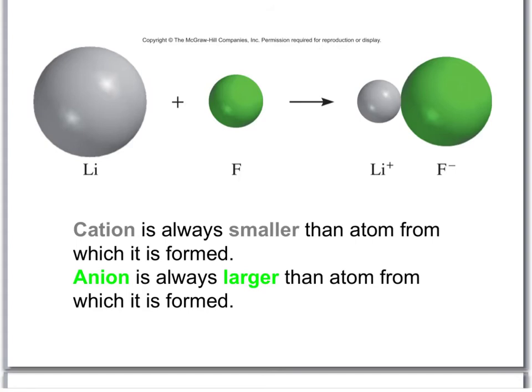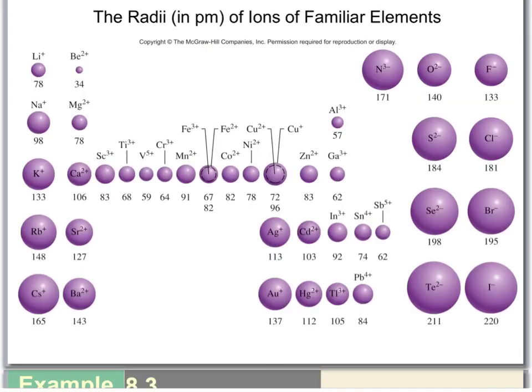That is because as we add an electron, we increase electron-electron repulsions, thereby making the ion larger. We can see some representative radii on the table. Now, notice that if the cation forms more than one stable ion, the higher oxidation state results in a smaller ionic radius. For example, iron 2 versus iron 3, or copper 1 versus copper 2.